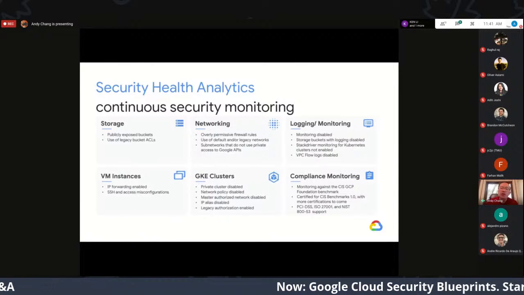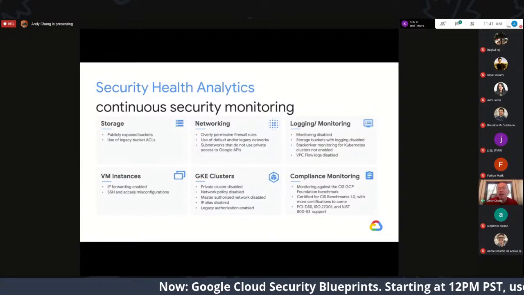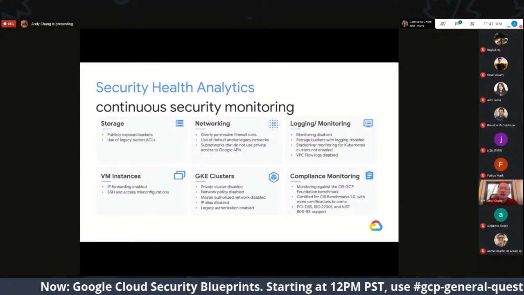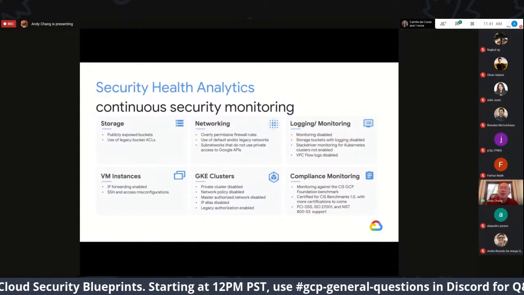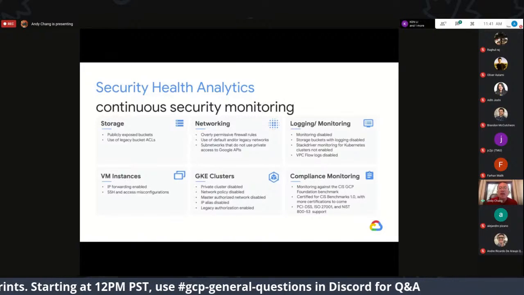If we think about your compute, whether it's in VMs or GKE, which is managed Kubernetes, the ability to really have the best practices in place out of the box.